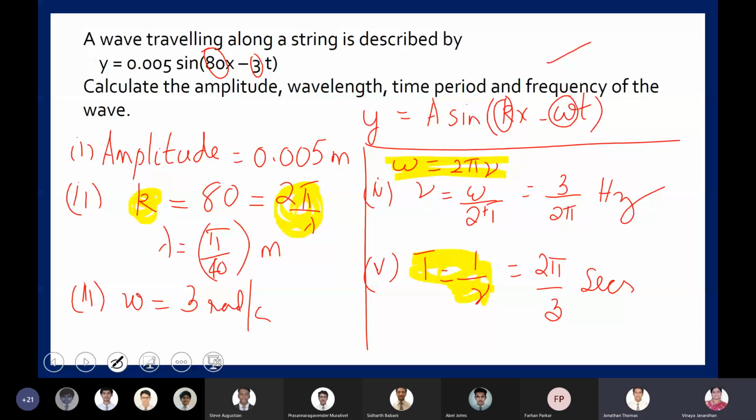Ma'am, so if the equation is like this, it's negative x? No, here kx is positive, right? kx is positive means the wave is traveling along the negative x-axis. If kx is negative, the wave is traveling along the positive x-axis. That's the only thing you should do.